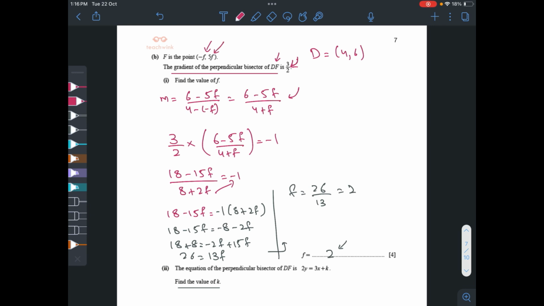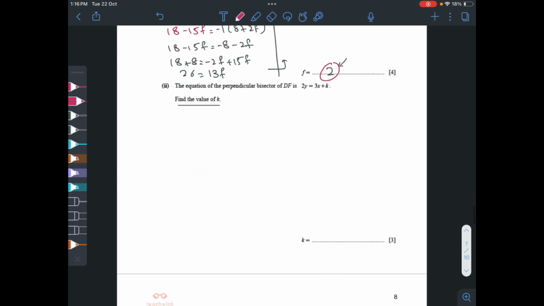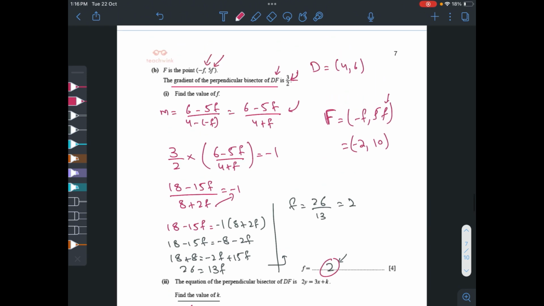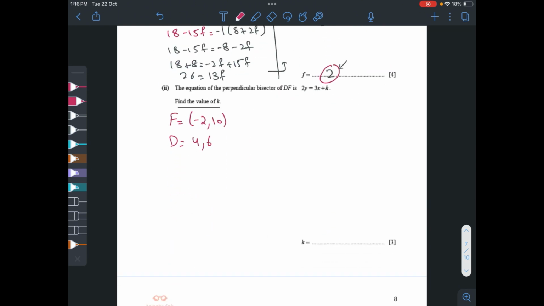F is equal to negative F and 5F, and the value of F itself is 2. So I plugged in 2 over here. This becomes negative 2, and 2 times 5 is going to be 10. So the coordinates of F are negative 2 and 10. I write them over here. Coordinates of F are negative 2 comma 10. And the coordinates of D are 4 comma 6. I need to find the midpoint of these 2 points.